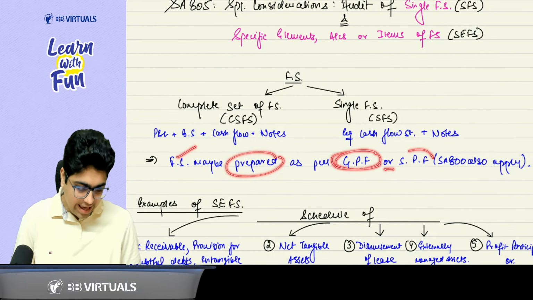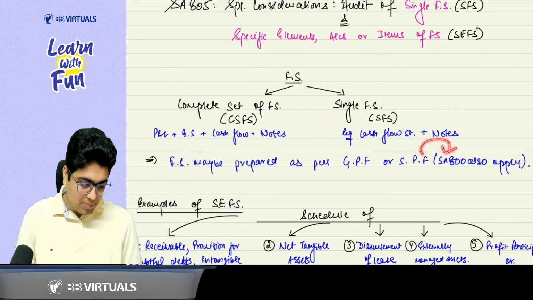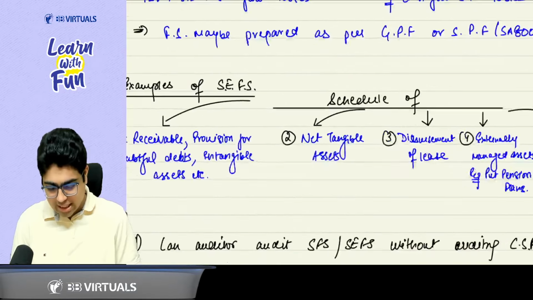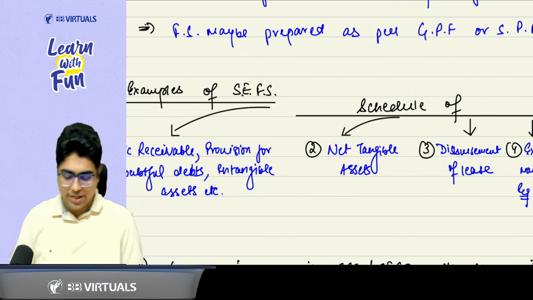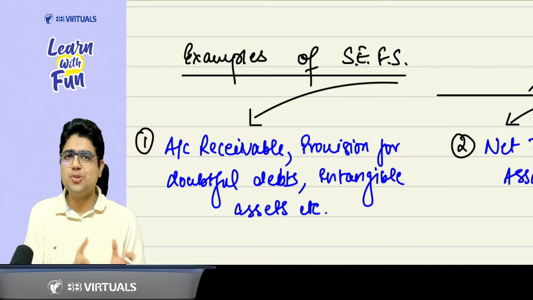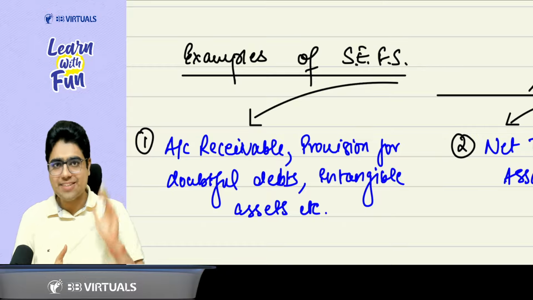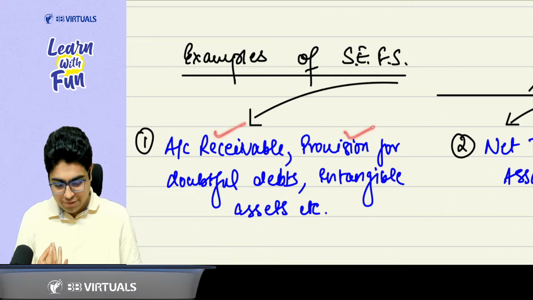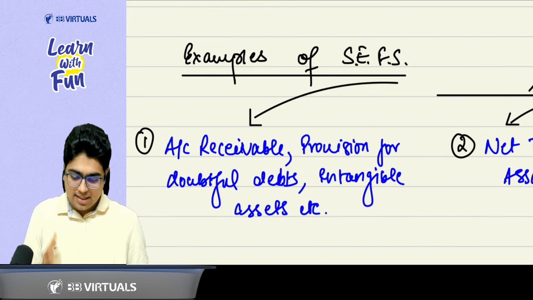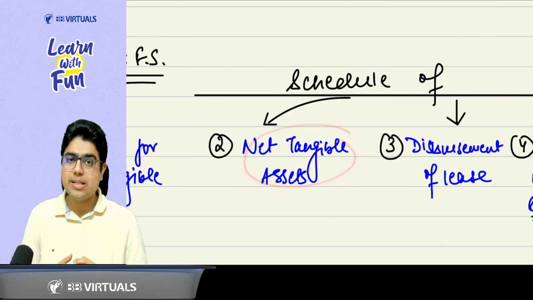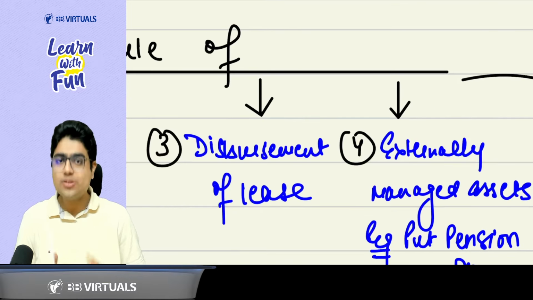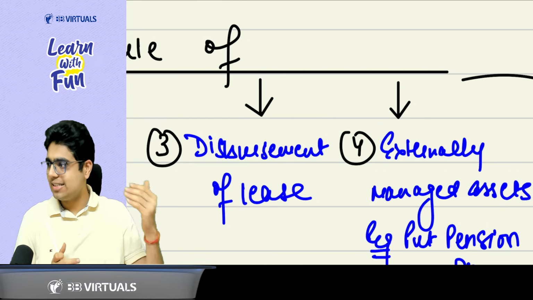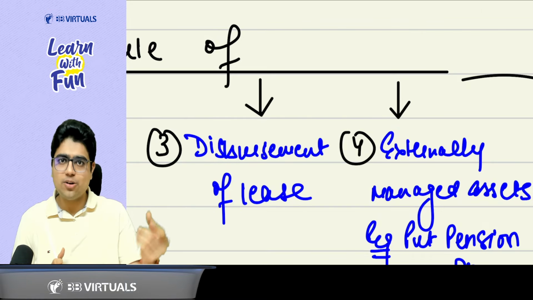If they are prepared as per special purpose framework, SA 800 will also be applicable. Now, sir, what are the examples of SEFS? SEFS means specific element, account, or item of financial statement. So basically, whatever items you find in the financial statement, examples are given here. So it can be debtors, provision for doubtful debts, intangible assets. Similarly, it can be net tangible assets. Net tangible assets means gross value minus depreciation. Then you can talk about certain assets which you have taken on lease, that is disbursements of lease. So the lease payment schedule can also be audited.